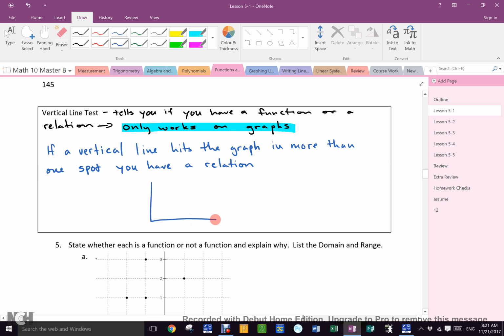Here is what it looks like. So I'm going to make a graph right there. I'll put a red line in. That was a bad red line. There's a graph, yes? What happens right there at that vertical line where x equals 1? I have a value there, I have a value there, and I have a value there. So this would be a relation. Everybody cool? Yeah.